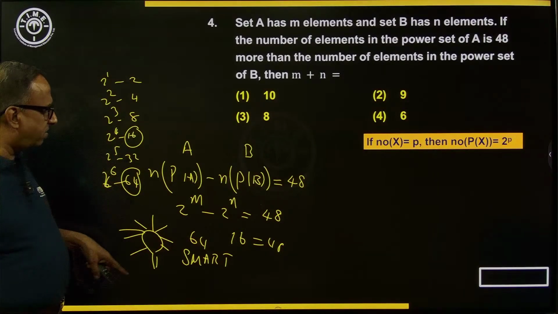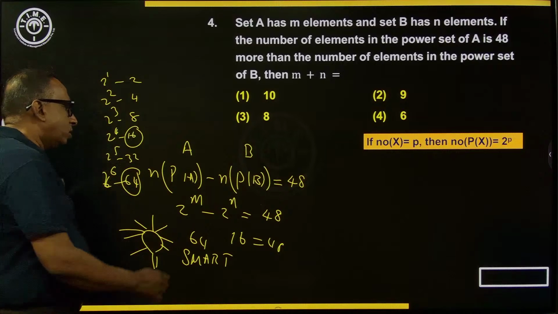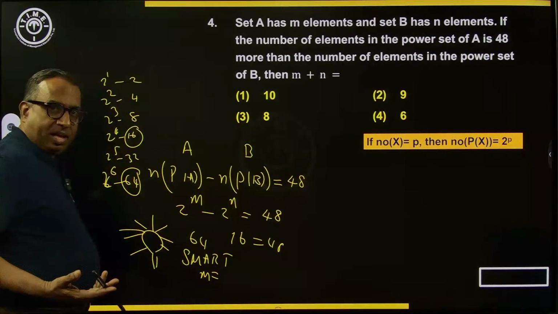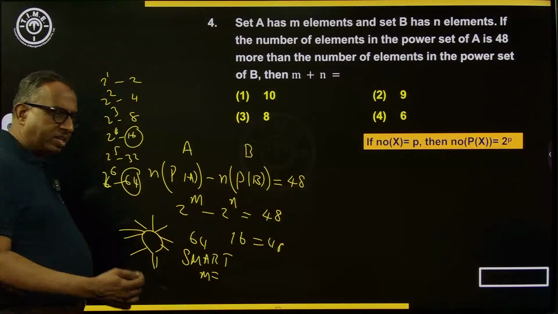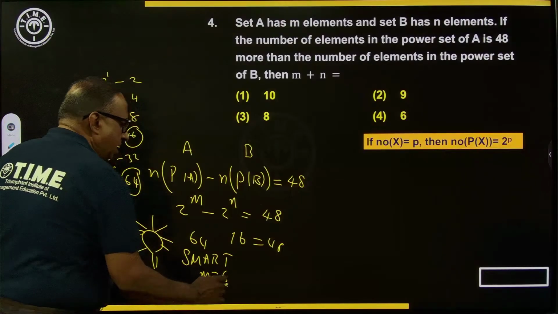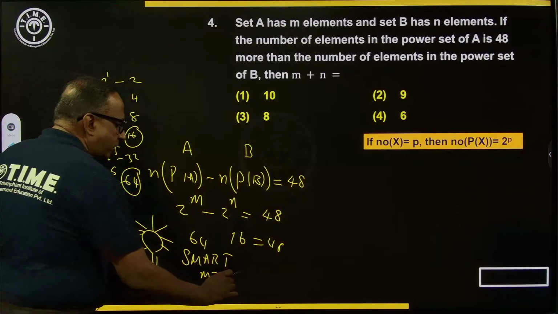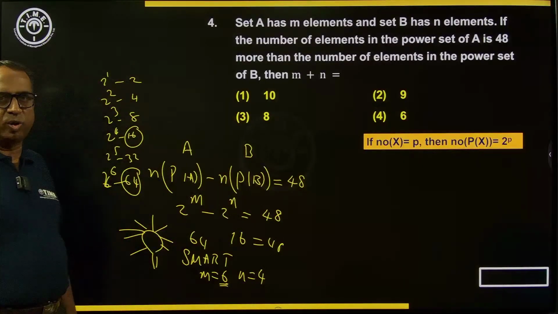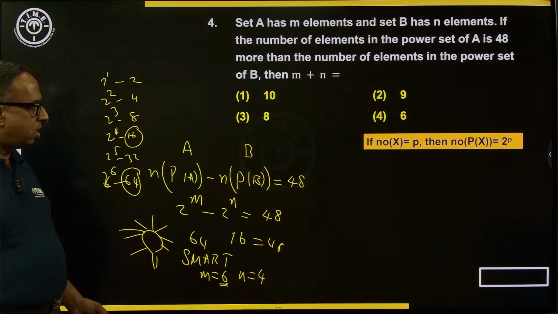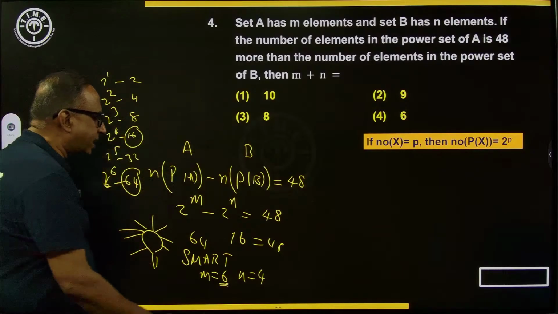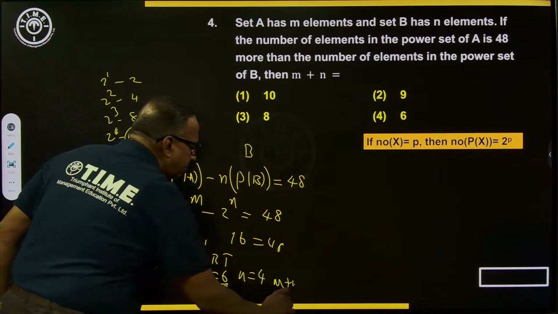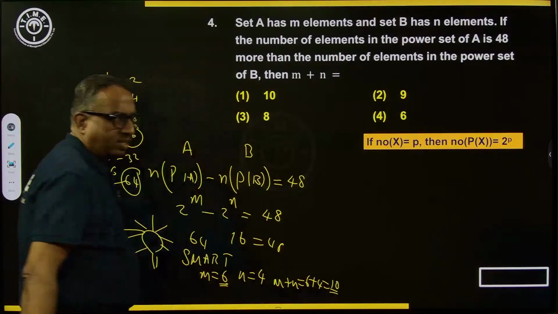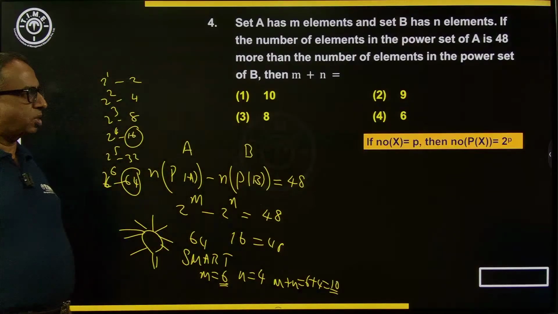64 minus 16 will give you 48. So 2 power what is 64? m is equal to 2 power 6, and 2 power 4 is 16, so n equal to 4. m equal to 6, n equal to 4, we can easily guess. What is the question finally? m plus n. 6 plus 4 is 10. 10 is the answer.